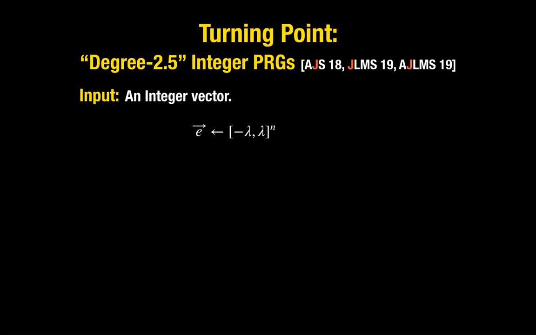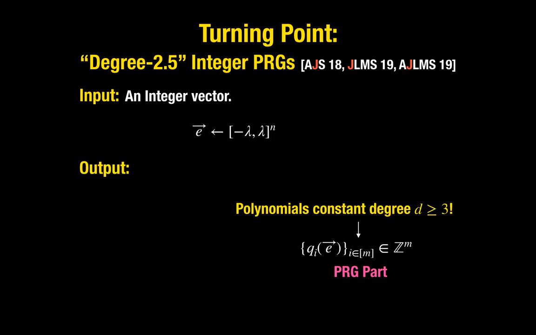Okay, so it's going to be from minus lambda comma lambda to the n. So it's an integer vector, and your output is going to be a constant degree d greater than or equal to 3 polynomial. So it's no longer going to be degree 2. Degree 2 were broken using these implausibility attacks. It's going to be degree 3 and up. This is very nice. So the previous attacks no longer apply, right?